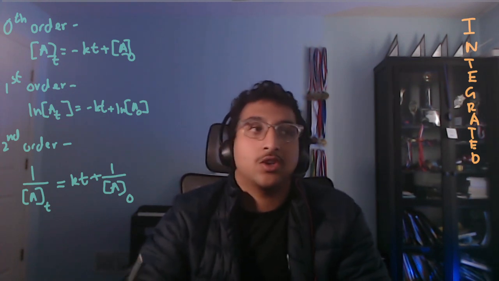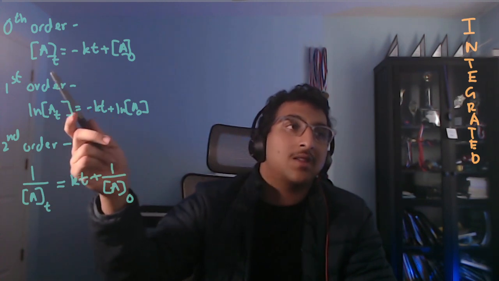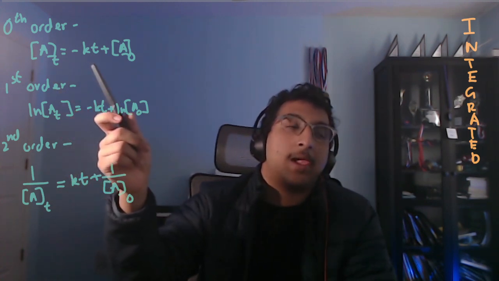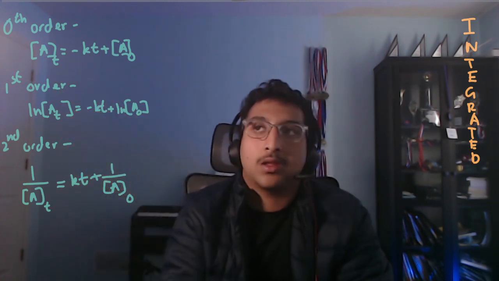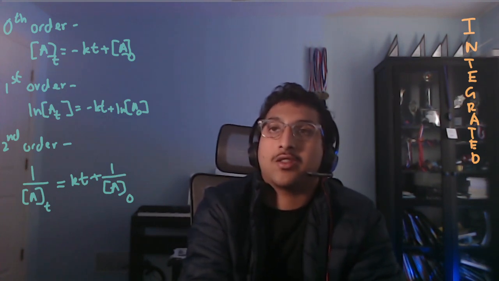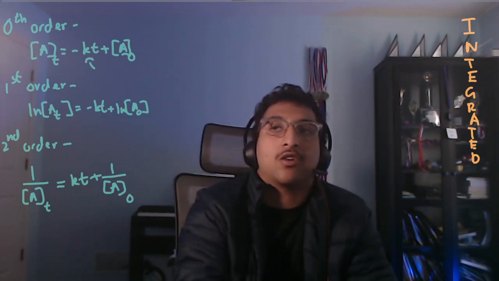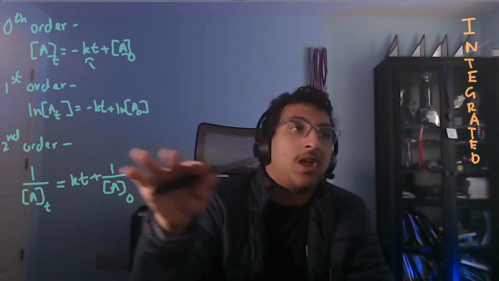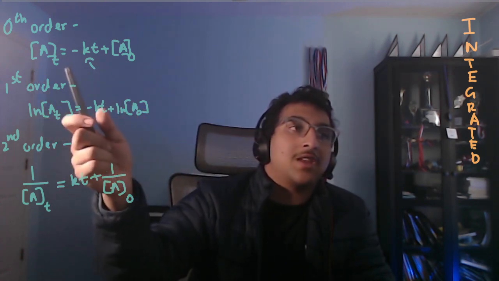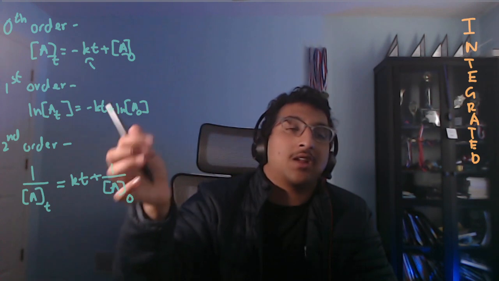So what do these equations actually mean? It basically says the k, the thing used in a differential rate law, is the same constant here. k is a constant. t is like our x-axis, and A of t, concentration at time t, is like a y-axis.